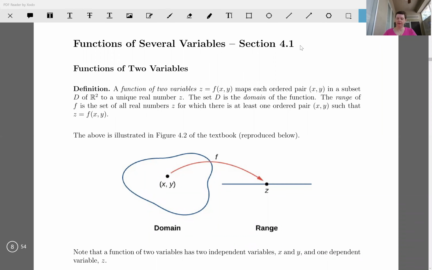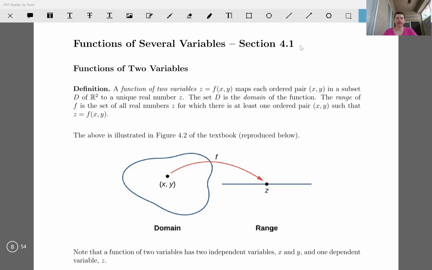Okay, so now we are going to talk about functions of several variables. So we'll start with functions of two variables. A function of two variables, so z is equal to f of x y, maps each ordered pair x y in some subset, we call it capital D, of R2 to a unique real number z.